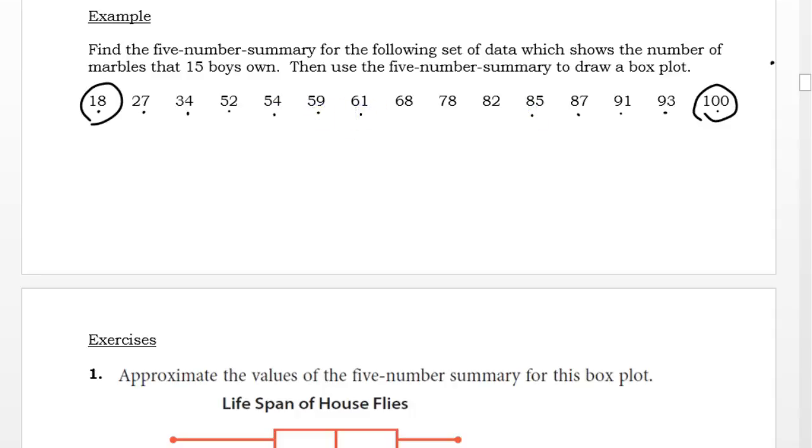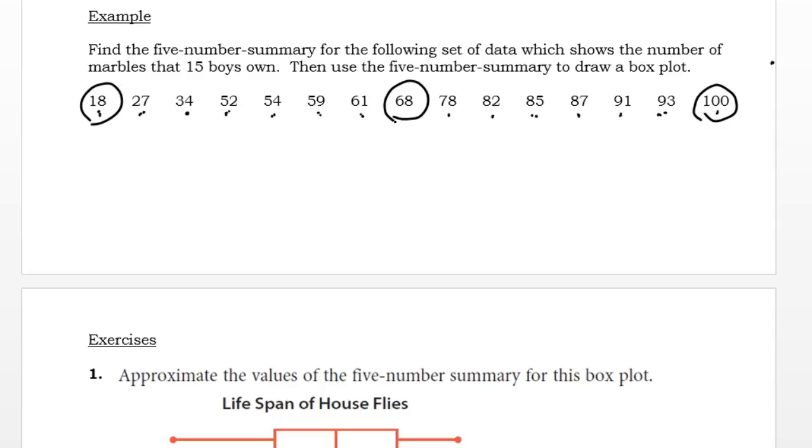I think I just messed up. Yep, here is my median. So I have 7 data values to the left, 7 data values to the right. That's the middle. So now to find my quartile.